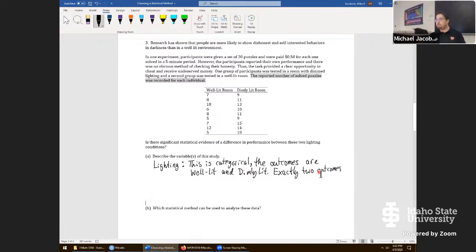The other variable here was correctly solved puzzles. Let's just say number of self-reported correctly solved puzzles. I'll just abbreviate to solved puzzles.